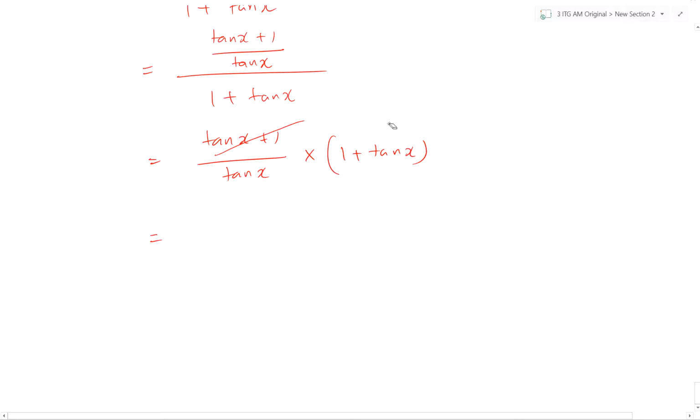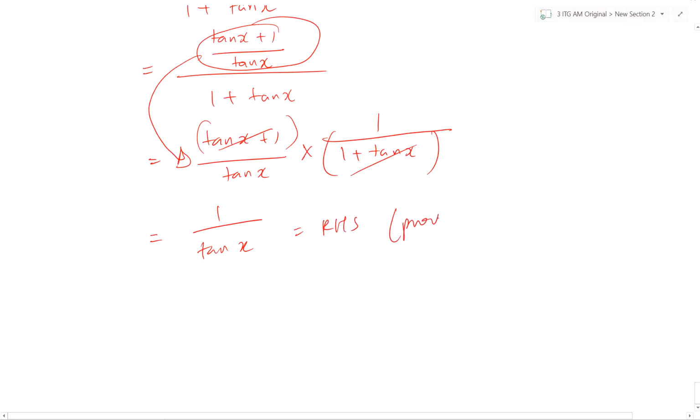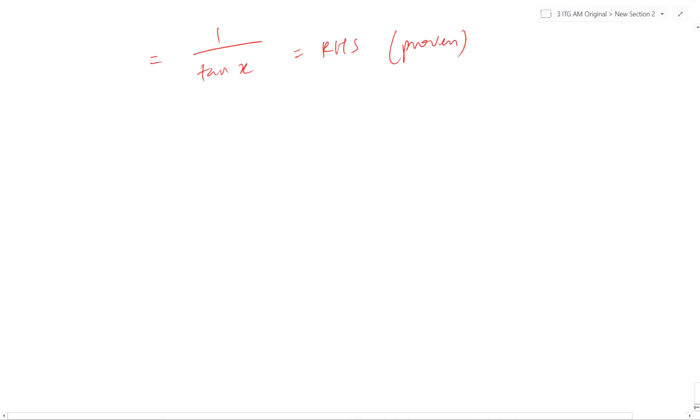See, this is a division, right? This is my numerator over here. I am dividing by 1 plus tangent x. So from here, instead of dividing, I prefer to multiply, but I need to flip. And here we can cancel. Answer: 1 over tangent x equals the right hand side. Proven. Okay, to be done. What else do you need help with?